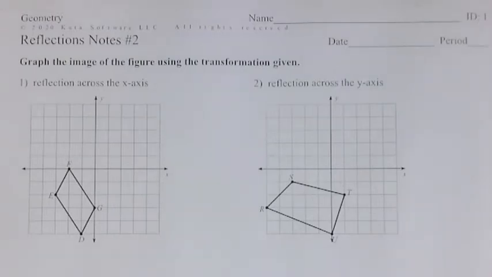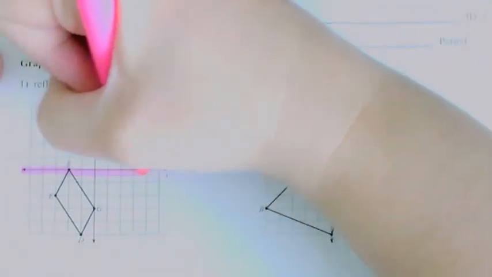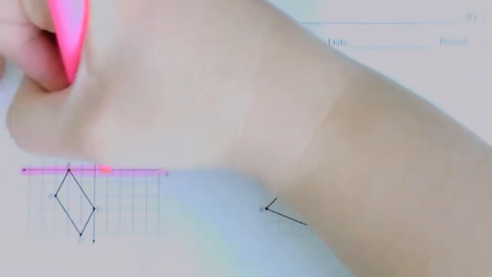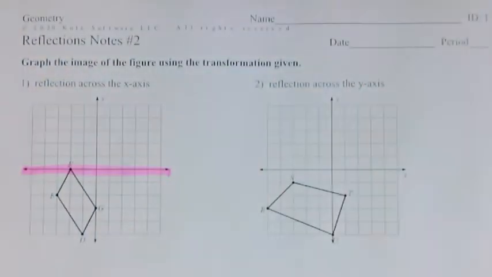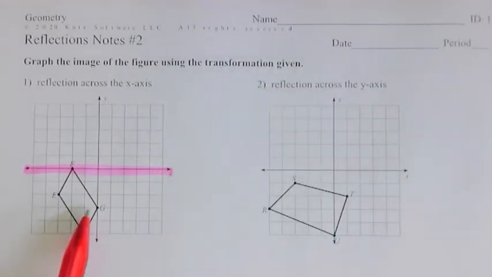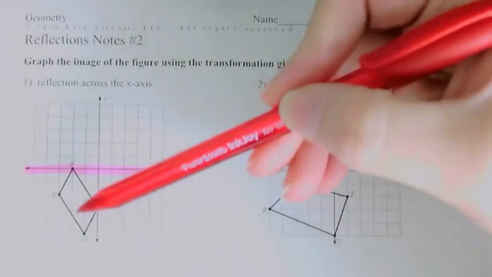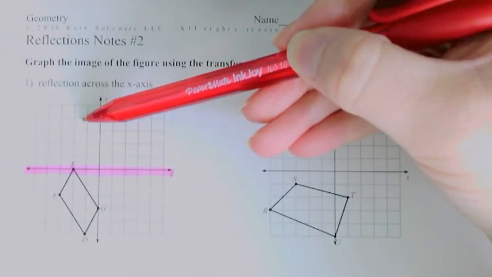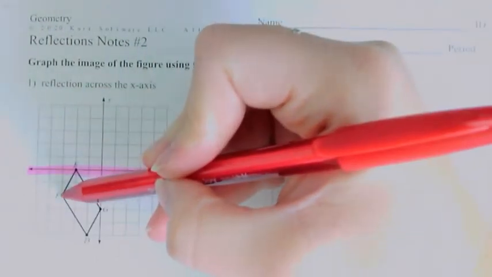So example 1 wants us to do a reflection across the x-axis. So we first need to locate the x-axis. Here is the x-axis highlighted. Now we're going to take our shape DEFG and we're going to reflect it over the x-axis and create a mirror image. First, we're going to start with point E.